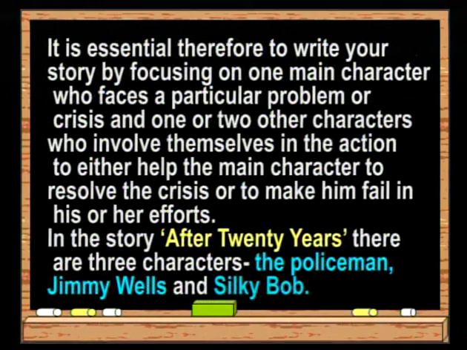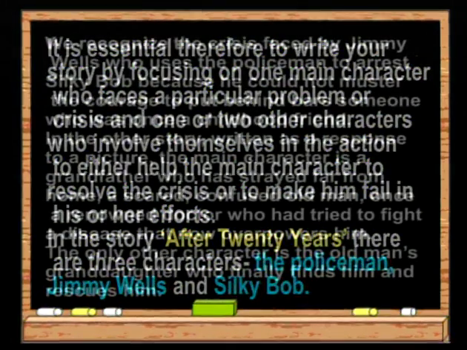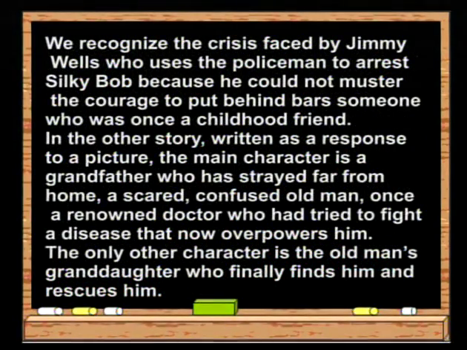In the story After 20 Years, there are three characters: the policeman, Jimmy Wells, and Silky Bob. We recognize the crisis faced by Jimmy Wells, who uses the policeman to arrest Silky Bob because he could not muster the courage to put behind bars someone who was once a childhood friend.